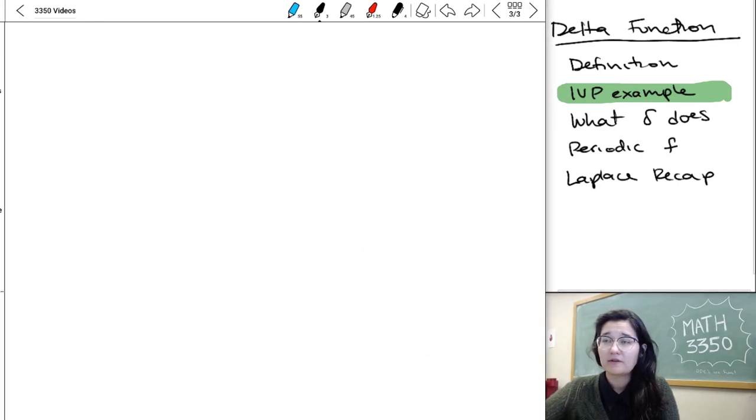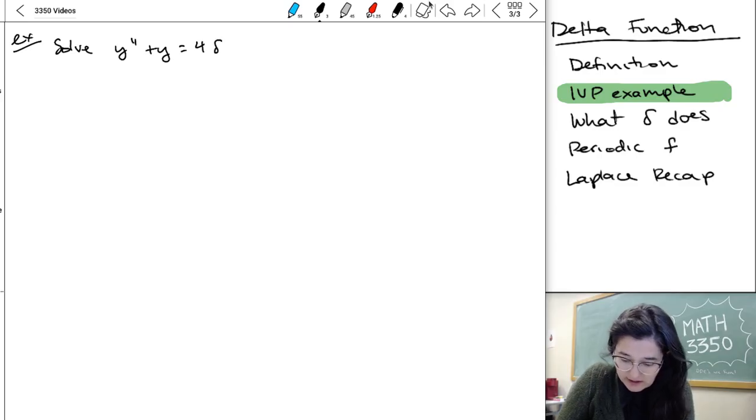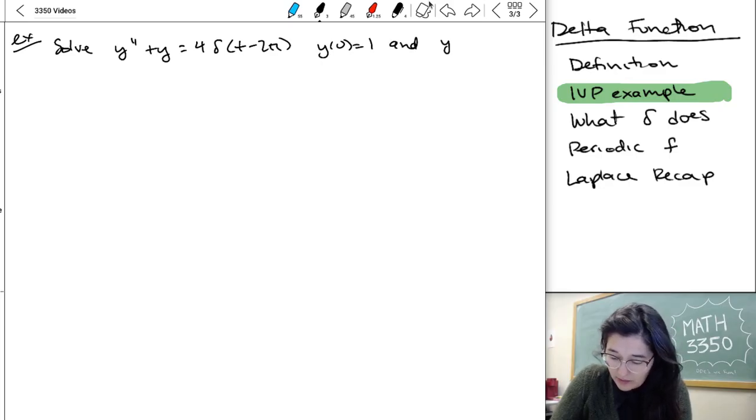Our first example of using the delta function in an ODE is going to be that we consider the problem of trying to solve y double prime plus y equal to 4 delta of t minus 2 pi, for y of 0 equal 1 and y prime of 0 equals 0.